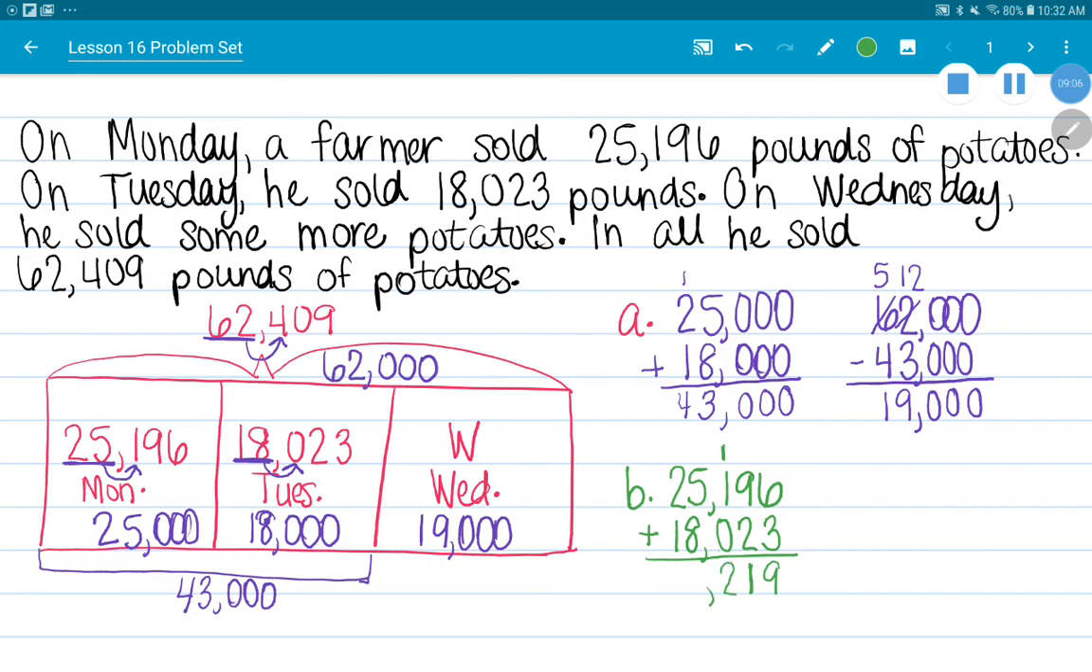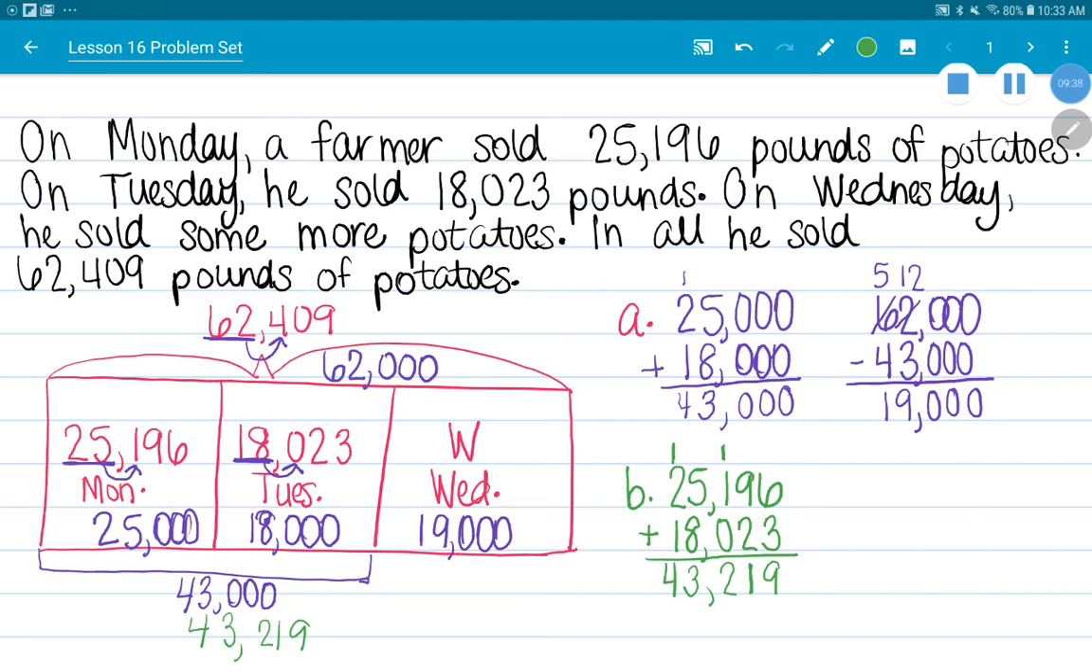Okay. 5 plus 8 is 13. I'm going to regroup the 1. And 1 plus 2 plus 1 is 4. So the actual amount of potatoes that the farmer sold on Monday and Tuesday is 43,219. Is that pretty close to our estimated value? Yeah, because we said it was about 43,000. So that's really close. All right.